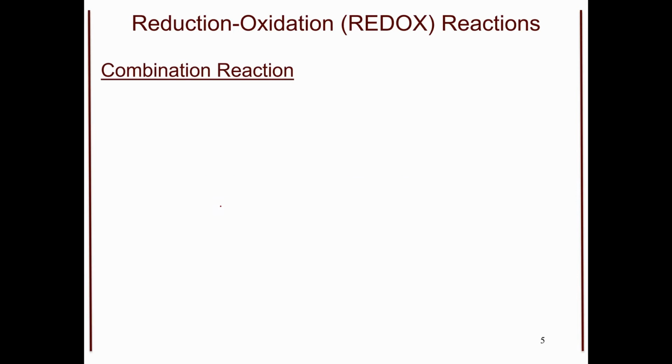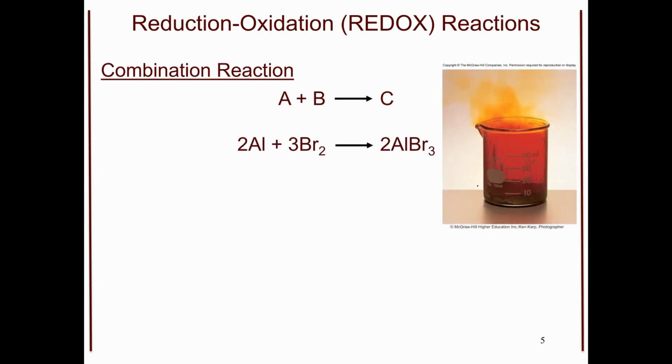So the first one we want to talk about is very similar to the reaction that we just saw, and that is the combination reaction. The combination reaction is going to take 2 reactants and form 1 product. So as you see here, we are taking aluminum, adding it to our bromine, and getting aluminum bromide.